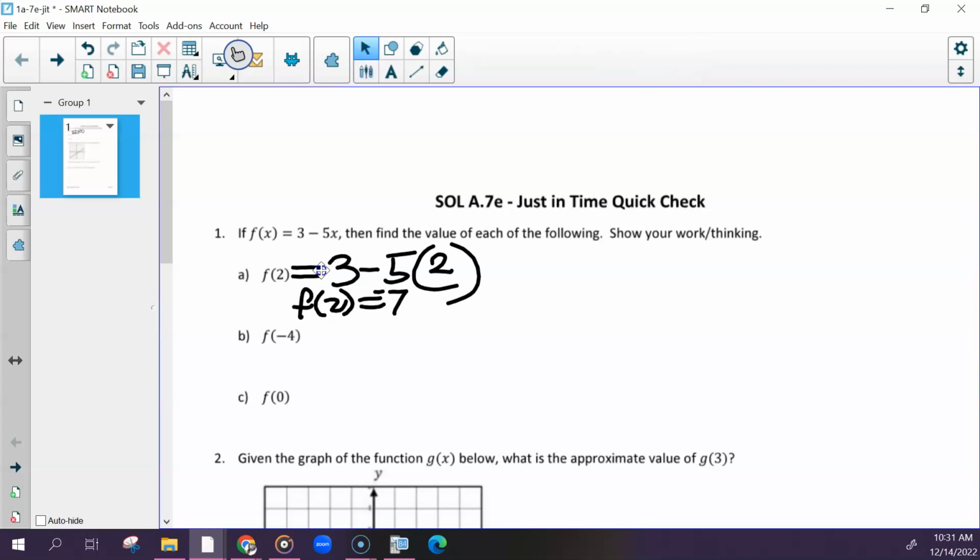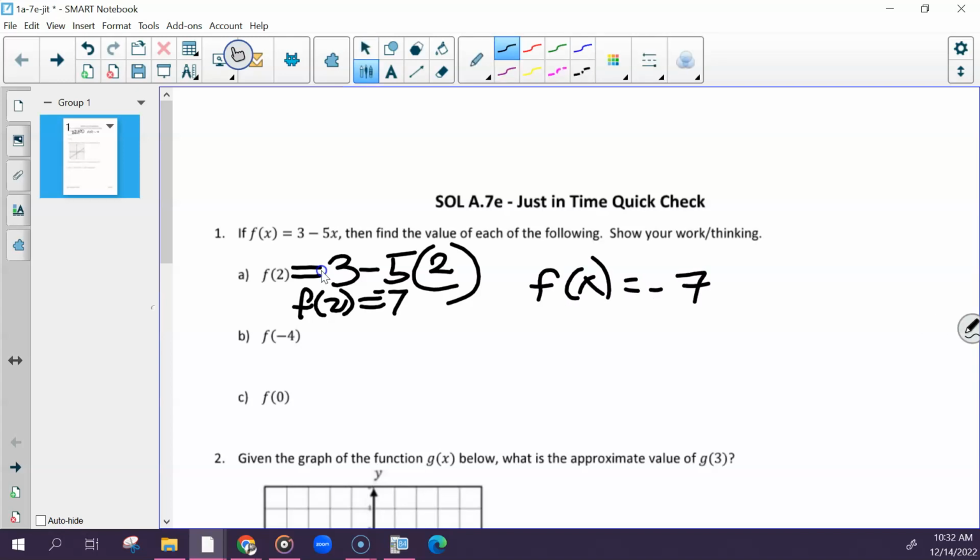Do we agree or disagree with Nature's answer? You should agree this was the right answer, whether you did everything algebraically or just put it in your calculator, either or. F of 2 equals -7, or you can write it as f of x equals -7, either or. Anyone want to try B?